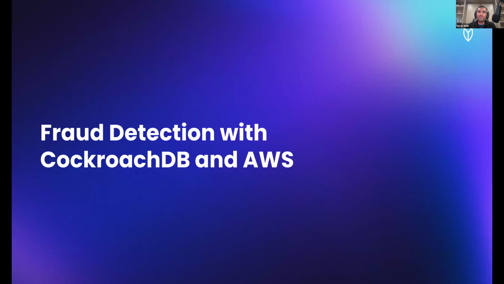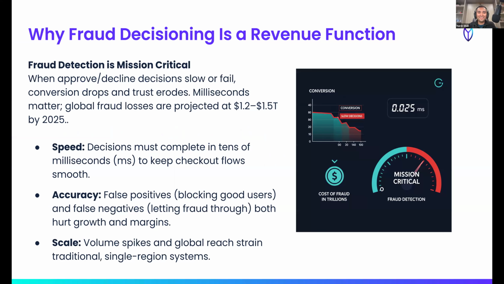this is what I'm really excited about next: fraud detection with CockroachDB and AWS. I know it's been a lot of slides so far, but this is what I know a lot of people here signed up for. So let's get to it.